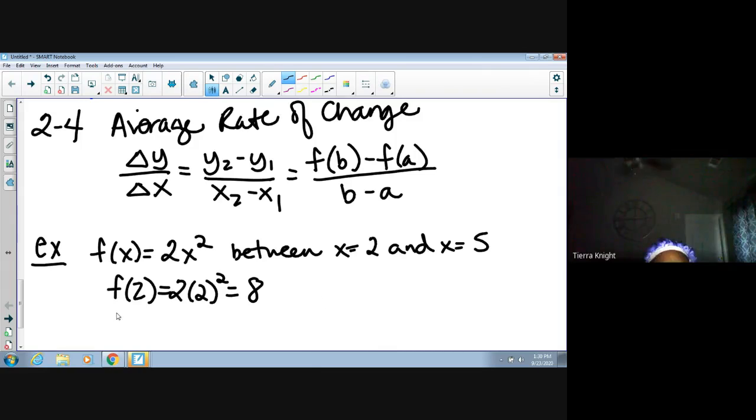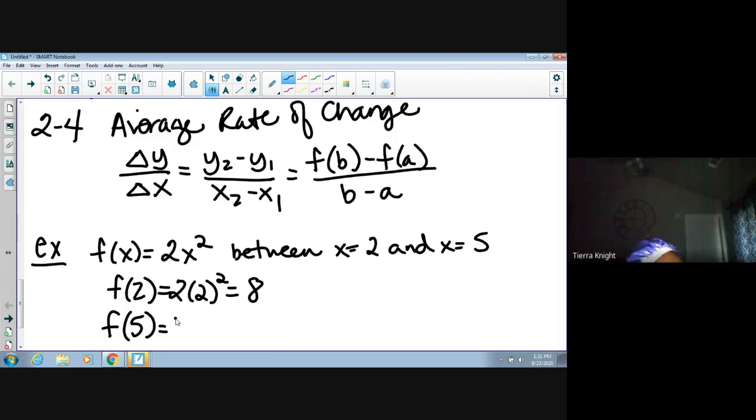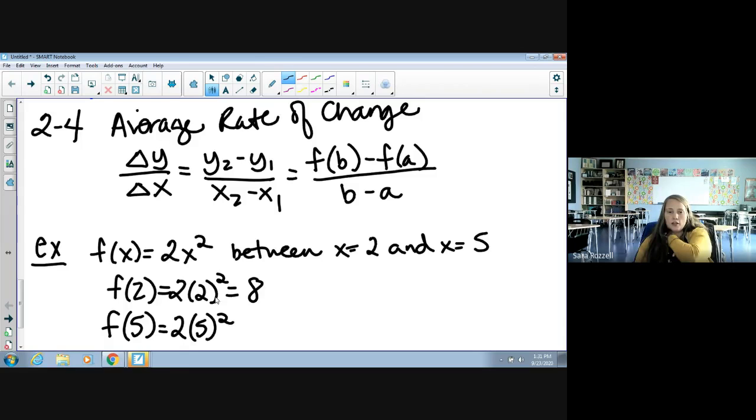Now y'all plug in 5, and we'll see if we get the same thing. Why is it f of 2? I see this. You're plugging the 2 in for x. Yes. All right, go ahead and do 2 times 5 squared.